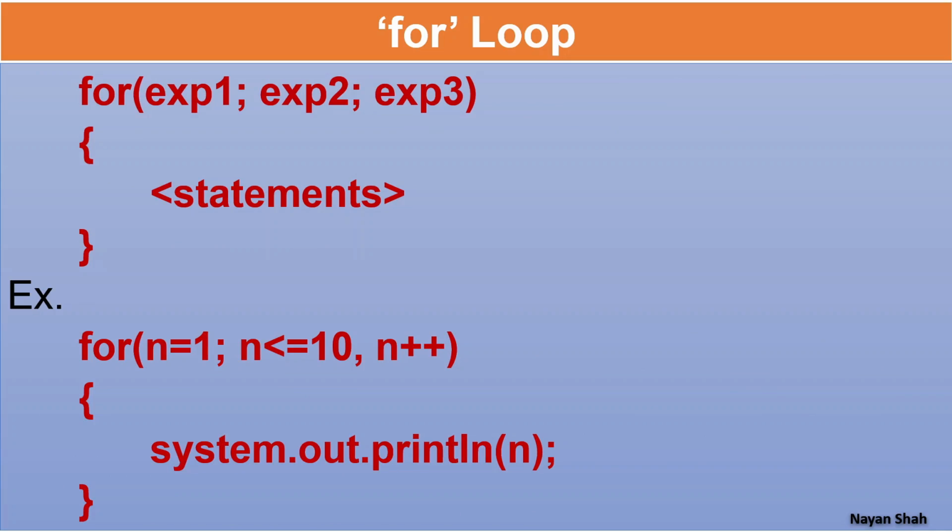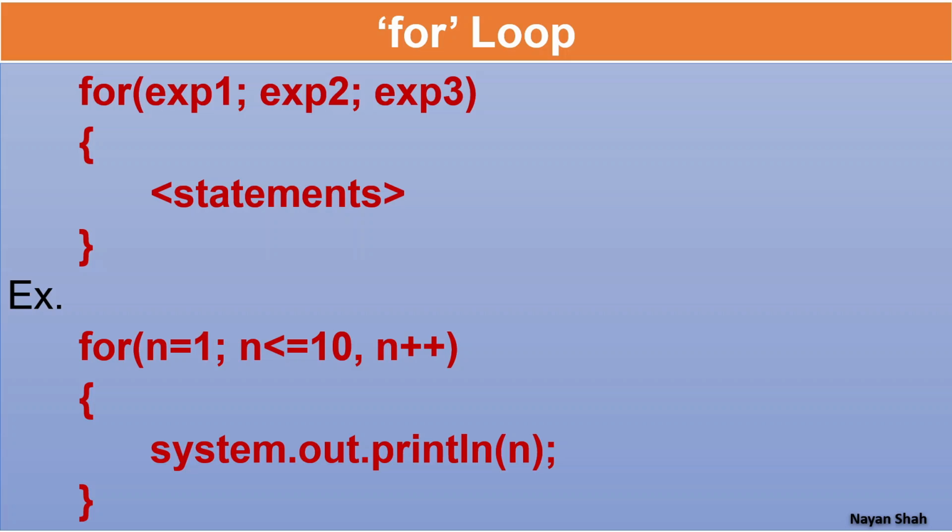So this is an example of a for loop: for expression 1, expression 2, expression 3. Let us see the example down. For n is equal to 1, that is the initializer. We are initializing variable n with value 1. n less than or equal to 10 is the condition which decides that till the value of n is less than or equal to 10, the loop will continue. Once it becomes greater than 10, the loop will end.